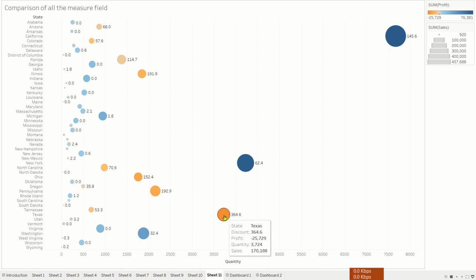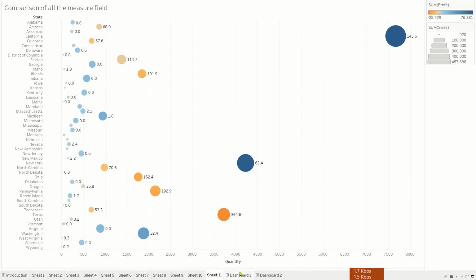Also here Texas has maximum loss, but it has the maximum discount, and also the sales are quite large, and there exists some city which shows zero discount, so their sales are also quite small, but they include some profit in their domain.